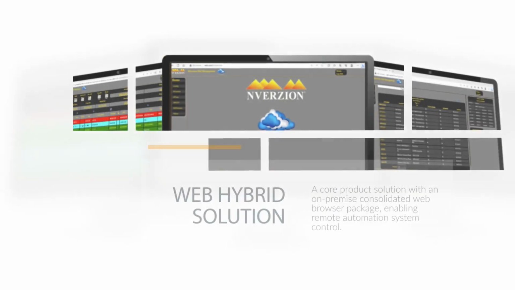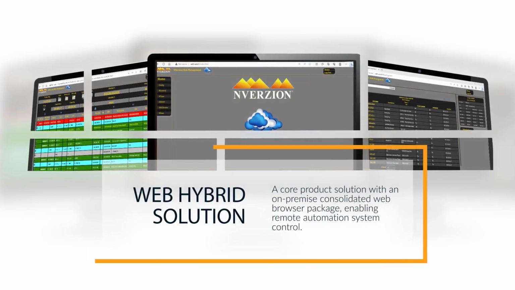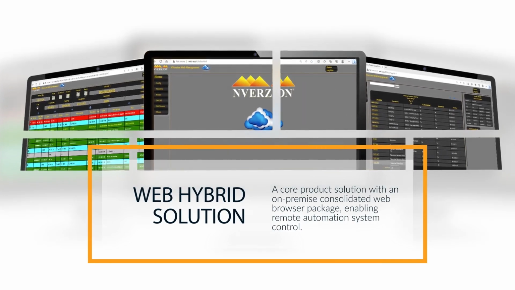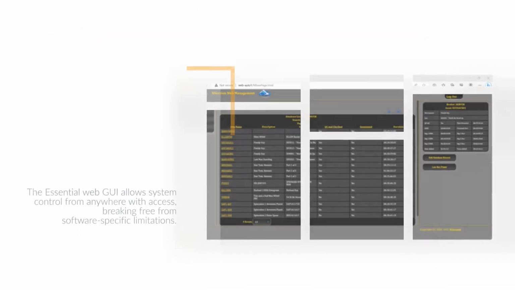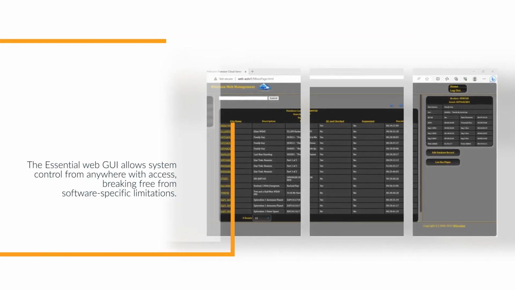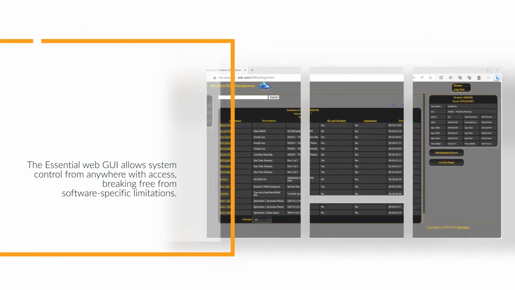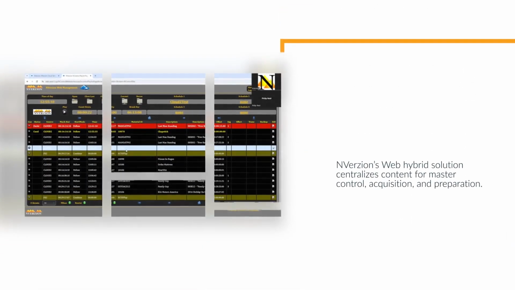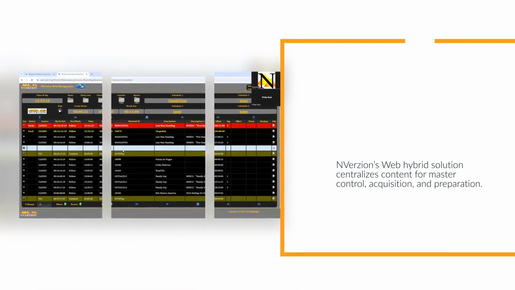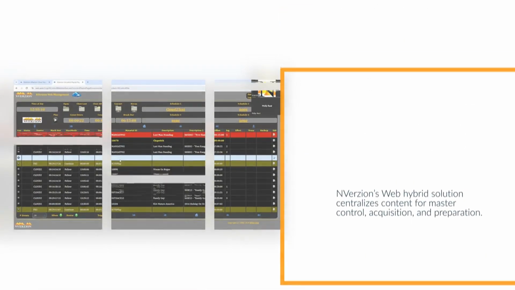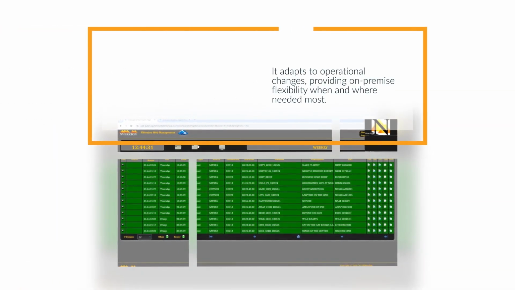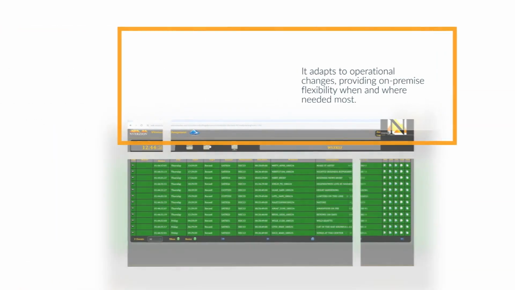The Web Hybrid Solution, a core product solution with an on-premise consolidated web browser package, enabling remote automation system control. The Essential Web GUI allows system control from anywhere with access, breaking free from software-specific limitations. NVerzion's Web Hybrid Solution centralizes content for master control, acquisition, and preparation. It adapts to operational changes, providing on-premise flexibility when and where needed most.